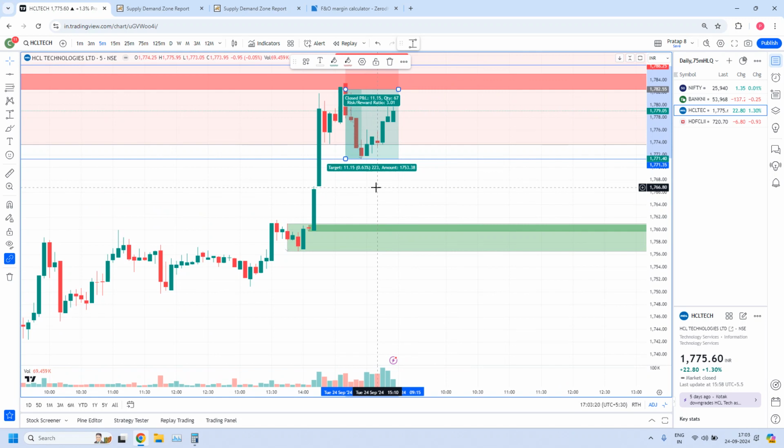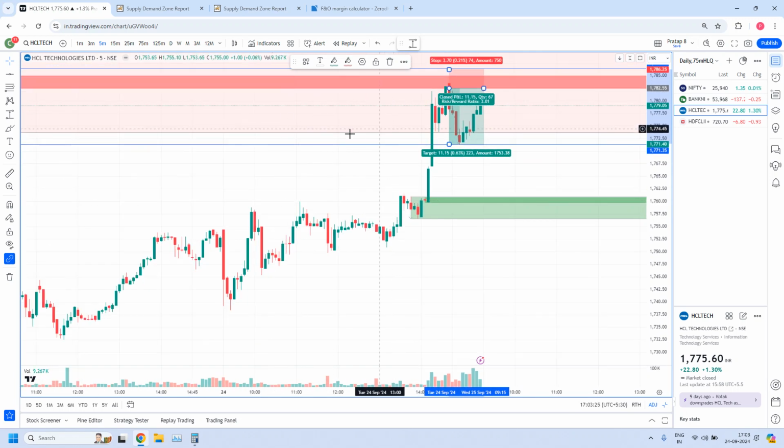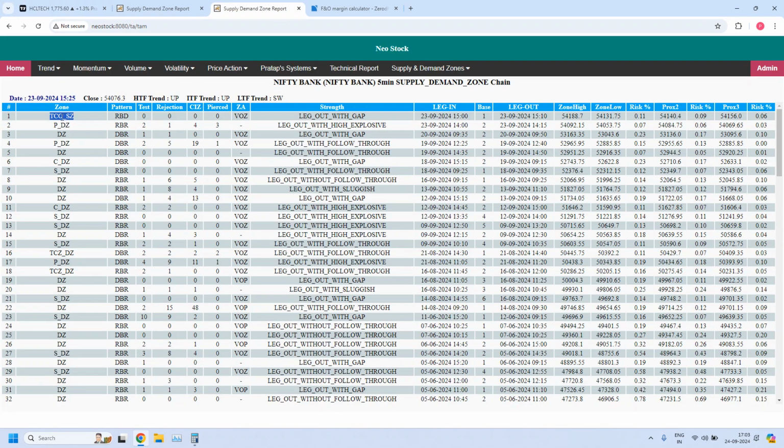See, Bank Nifty you have seen today. Maybe you might not have taken a trade in HCL Technologies, but you would have taken a trade in Bank Nifty if you looked into Bank Nifty. Why? Because in Bank Nifty, for the 5 minutes, 15 minutes, even 75 minutes, all the time frames, high liquidity zones are available with you. So here, for all the time frames, I have given high liquidity zones.